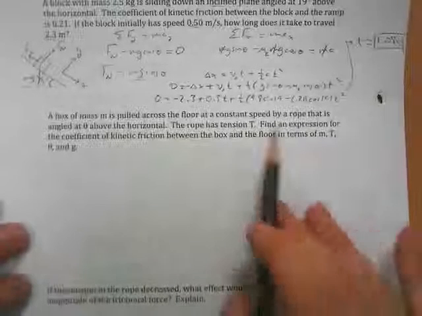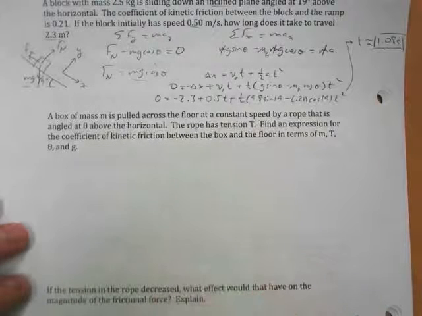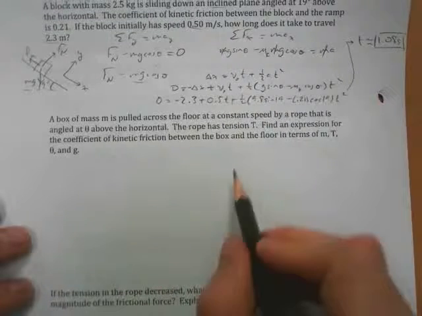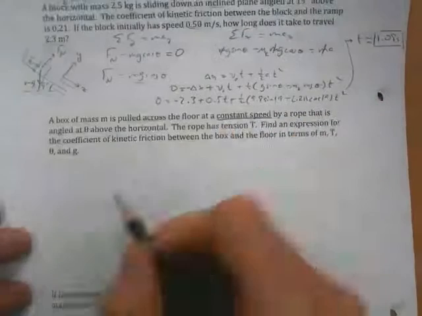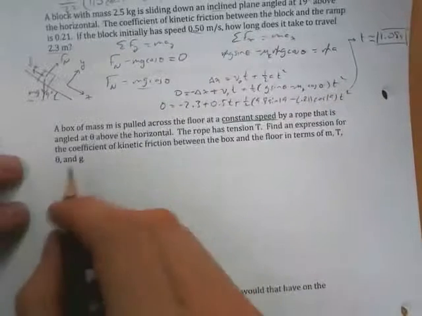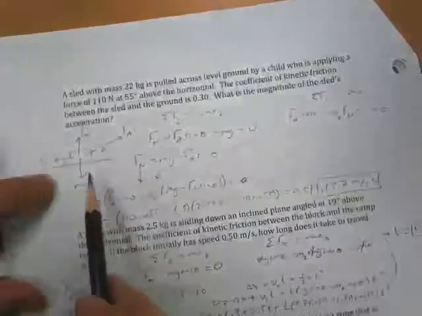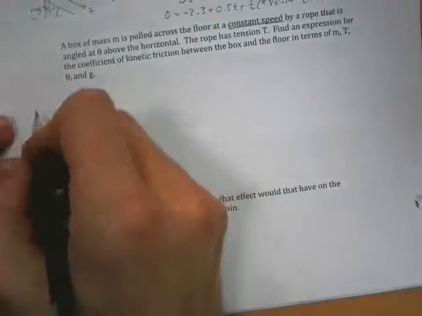Now carrying on. Pull at a constant speed. If I pull the rope at angle theta above the horizontal, with rope tension T, find an expression for the coefficient of friction between the box and the floor in terms of m, T, theta, and g. Constant speed, that tells you acceleration is 0. And this is exactly the same as the one up here. So our force diagram looks exactly the same as that.